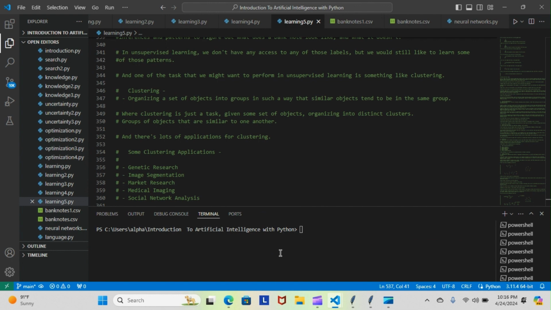Clustering is organizing a set of objects into groups in such a way that similar objects tend to be in the same group. Clustering is just a task: given some set of objects, organize them into distinct clusters, groups of objects that are similar to one another. And there's a lot of applications for clustering. Some clustering applications are genetic research, image segmentation, market research, medical imaging, social network analysis.